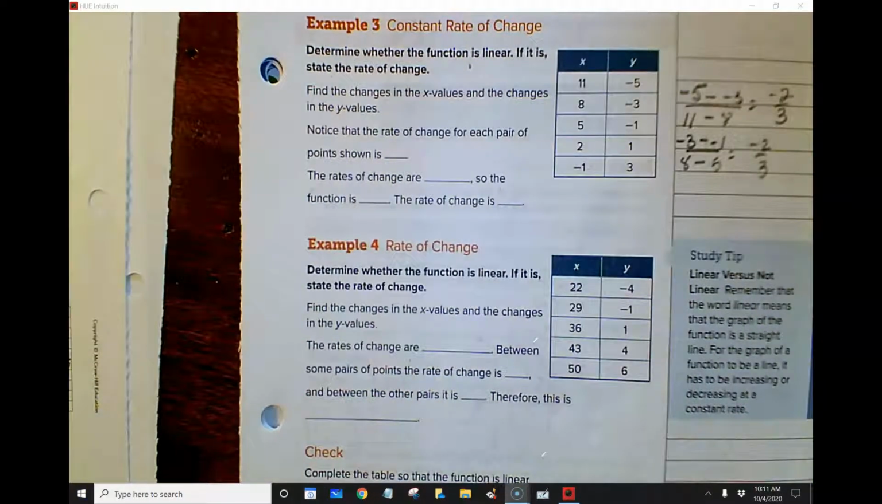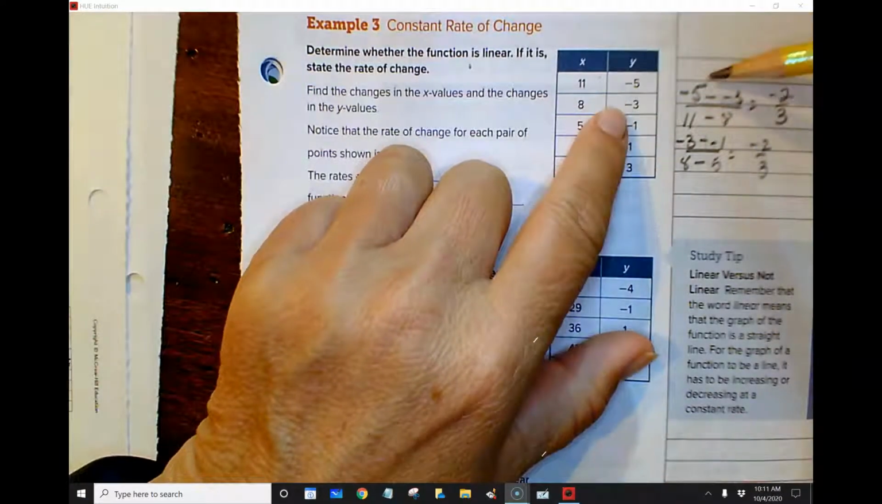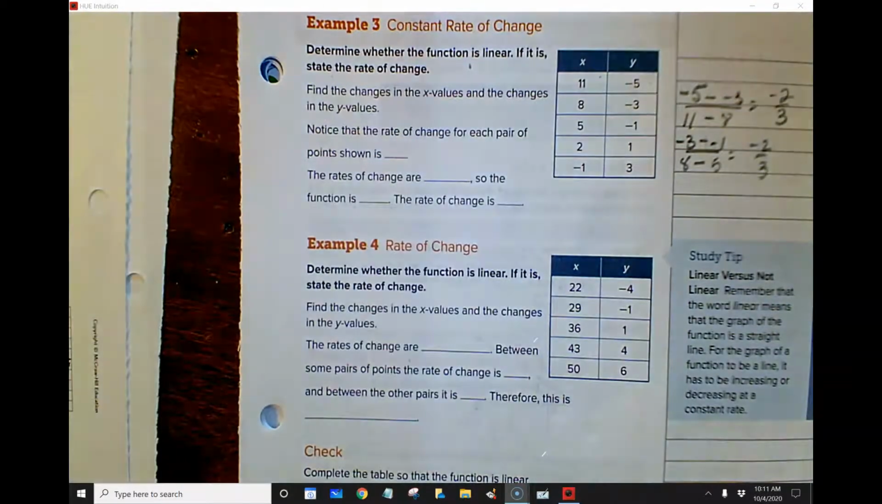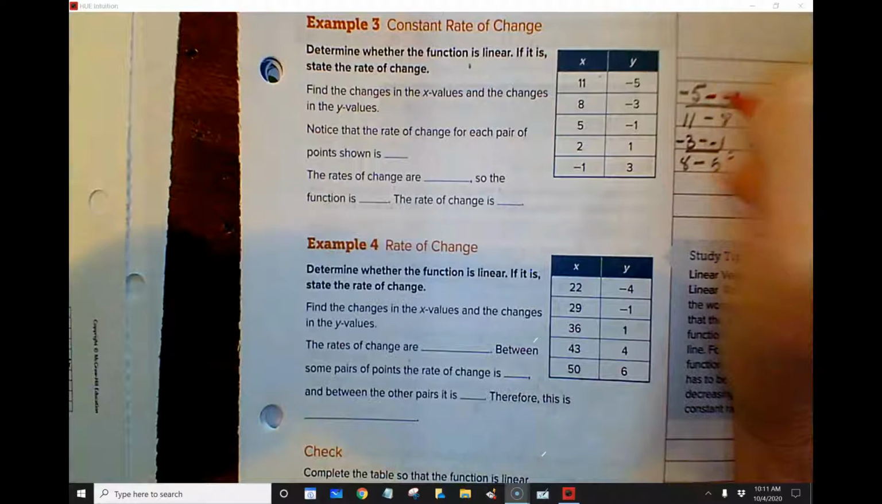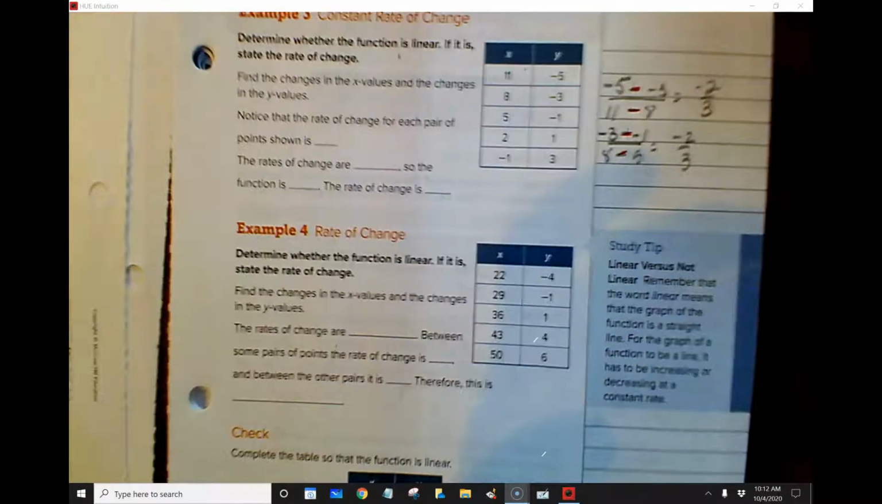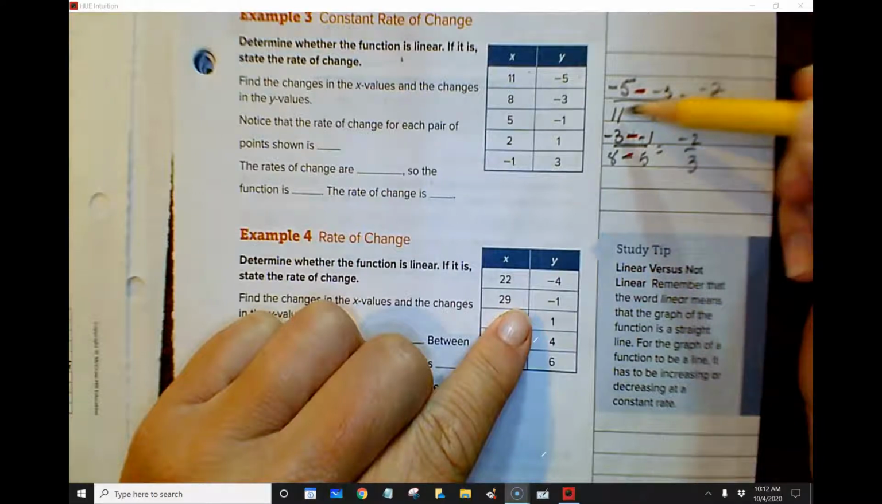Now, I'm finding the difference between this point here and this point here. So I use a -5 minus, now the difference is obviously from my formula, where I'm just finding the differences, okay? So, it's a little blurry, a negative 5 minus a negative 3. That gives me a negative 2. And then 11 minus 8 is 3.